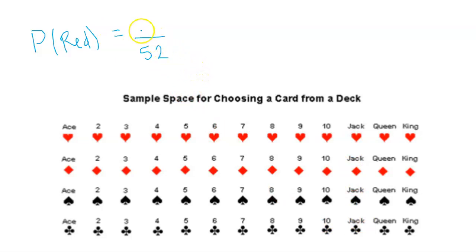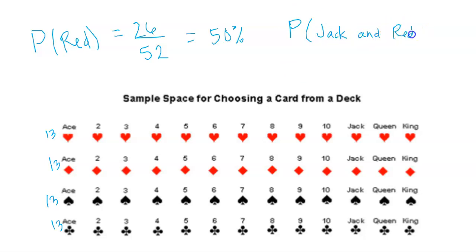So half of them are red. So each of these has 13 cards in it, right? So 26 out of 52 of them are red, or 50%. So the probability that if I just draw one card randomly from the deck, that I get a red would just be 50%, 1 out of 2. What is the probability that I get a jack and a red?